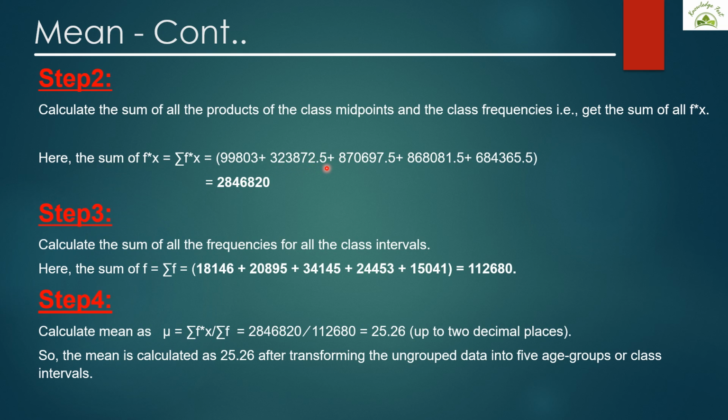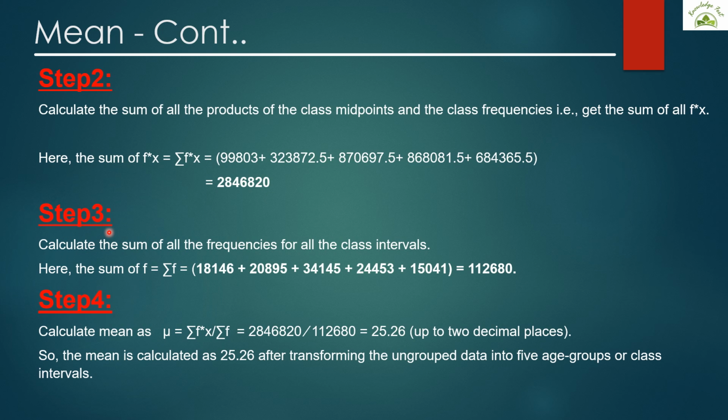32387.25, this was the fx value for the second class interval. Similarly, this value was the fx value of the third class interval. This was the fx value of the fourth one, and this is the fx value of the last class interval, which is the fifth one. Now you have to sum all these values, which will give you 2846820. So this is the sum of fx values. Understand?